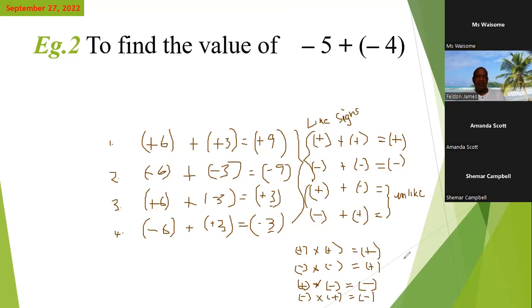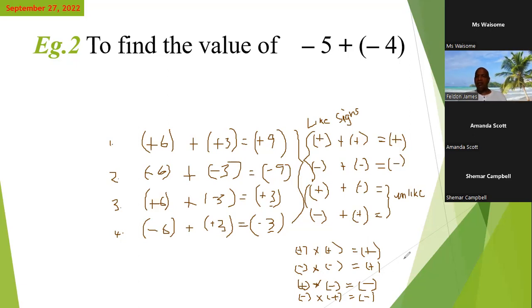Now, sometimes students say positive and positive give you positive, and negative and negative give you positive. Instead of saying "and," try to change that "and" to say positive plus positive equals positive. Negative plus negative equals negative. If you're adding a positive and a negative, or a negative and a positive, you find the difference and keep the sign of the larger number.